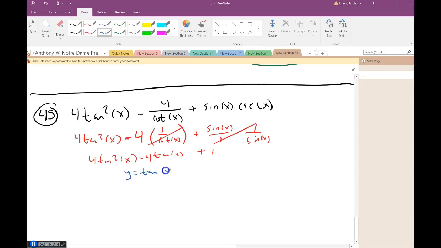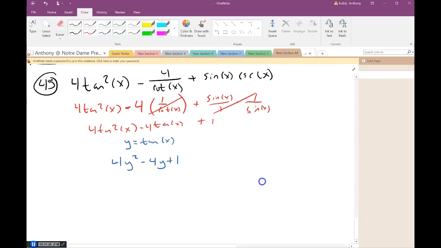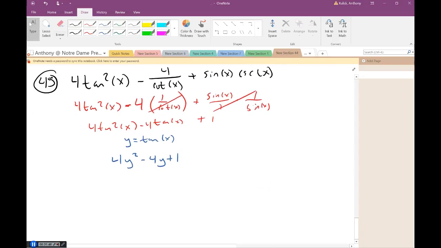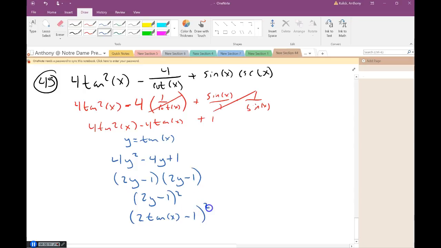So if I say, what if y equals tan x, I have 4y squared minus 4y plus 1. That looks suspiciously like something that can factor. Does anybody see how to factor that? Two y minus 1 times 2y minus 1, which is 2y minus 1 squared. And since we said y was the same thing as tangent, we have that.